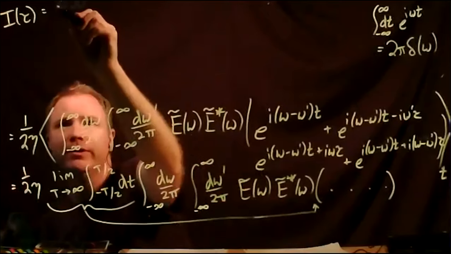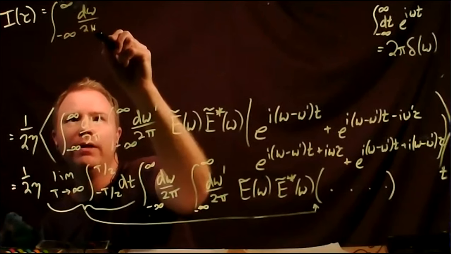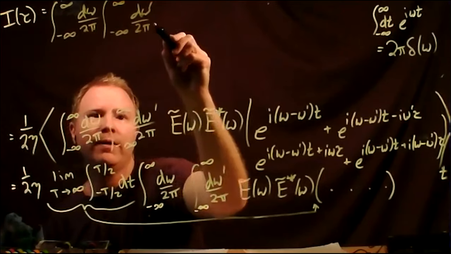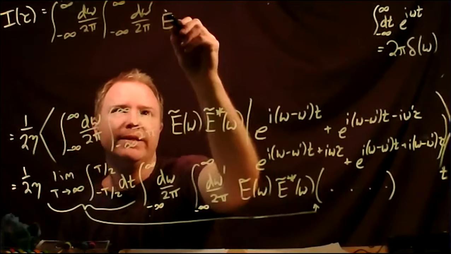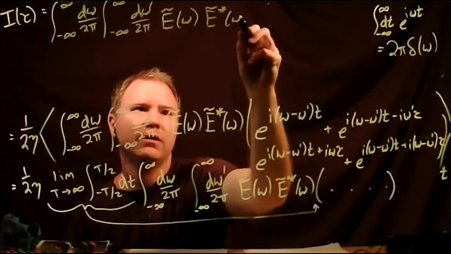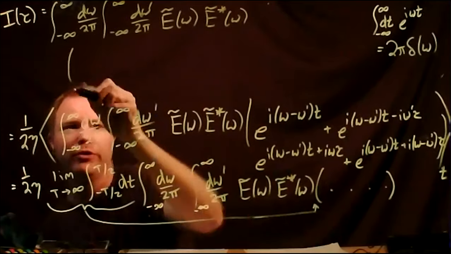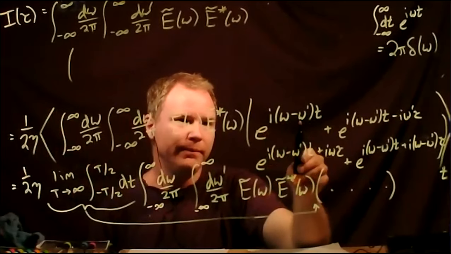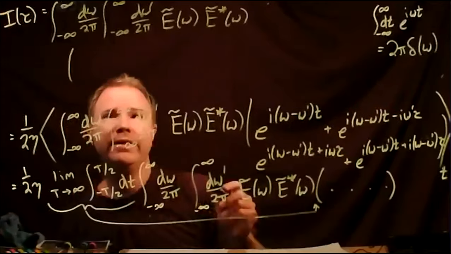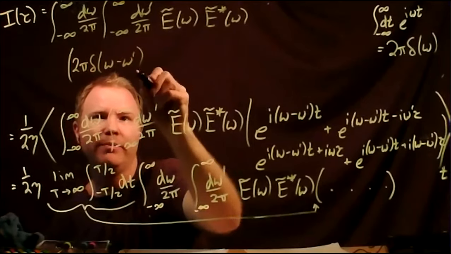Okay, so I still have these integrals here: the integral from minus infinity to infinity, d omega over 2 pi, and the integral from minus infinity to infinity, d omega prime over 2 pi, of E tilde of omega times E tilde star of omega prime. I'll write these four terms on the next line. The integral of this first one is just e to the i something t, so that something goes inside of the delta. So we have a 2 pi delta of omega minus omega prime.